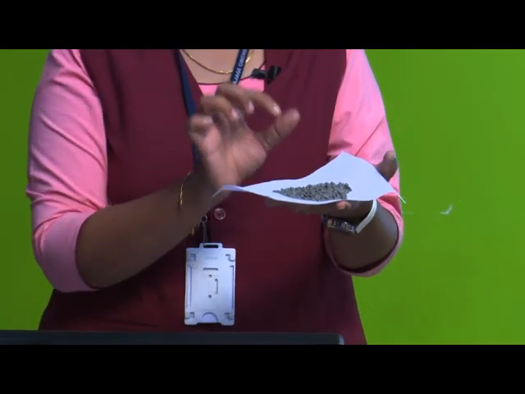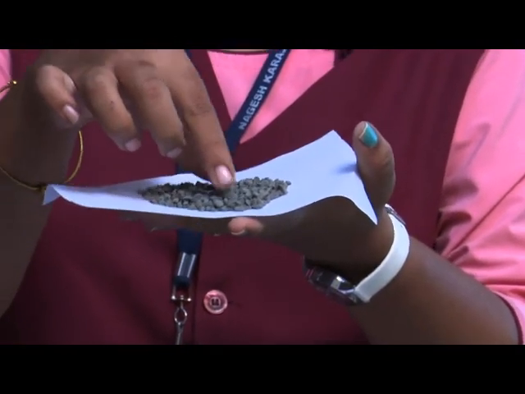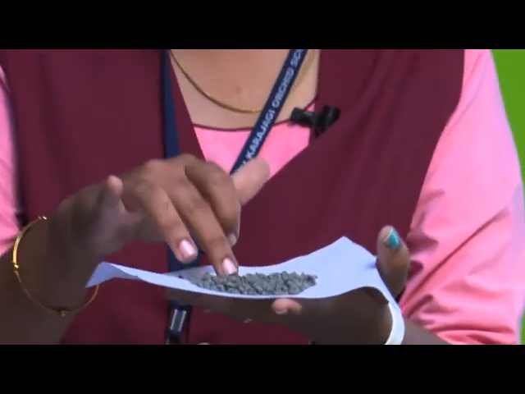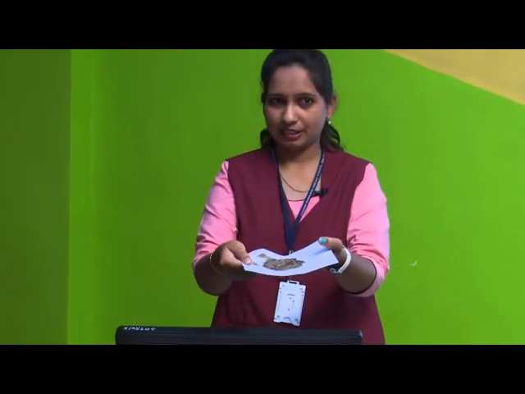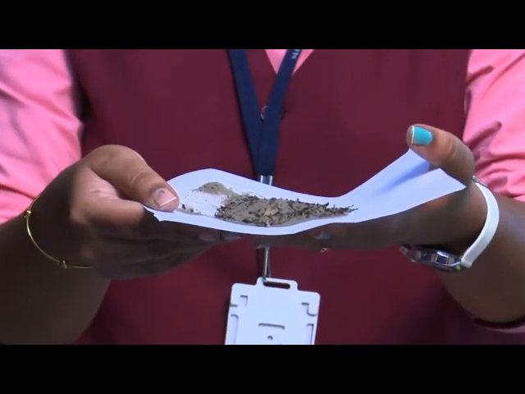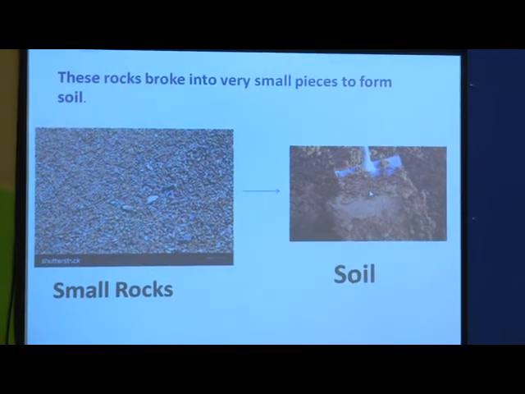These rocks broke into very small pieces to form a soil. What happened? Now, these rocks, these are the very tiny rocks. On these rocks also, due to force of sunlight, water and wind, these rocks are converted into the soil. How? In this way. Can you see? Yes. So, this is the way soil has formed. Understood? These small rocks are converted after many years into the form of soil.